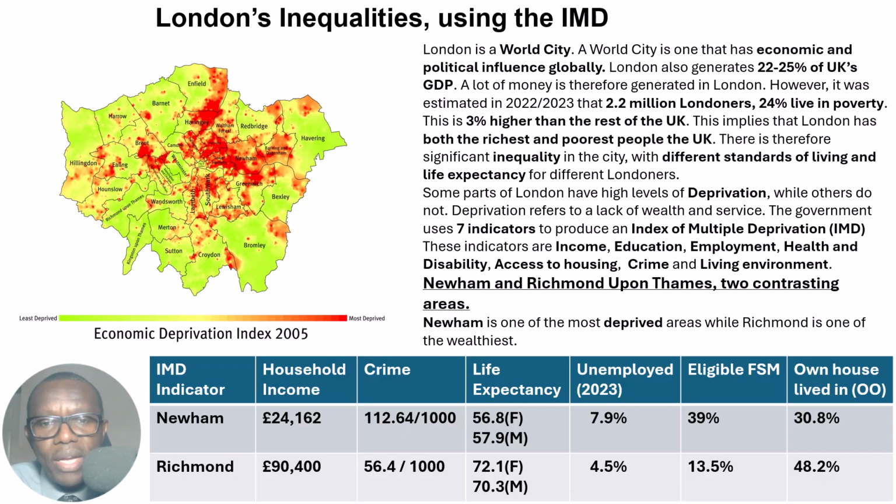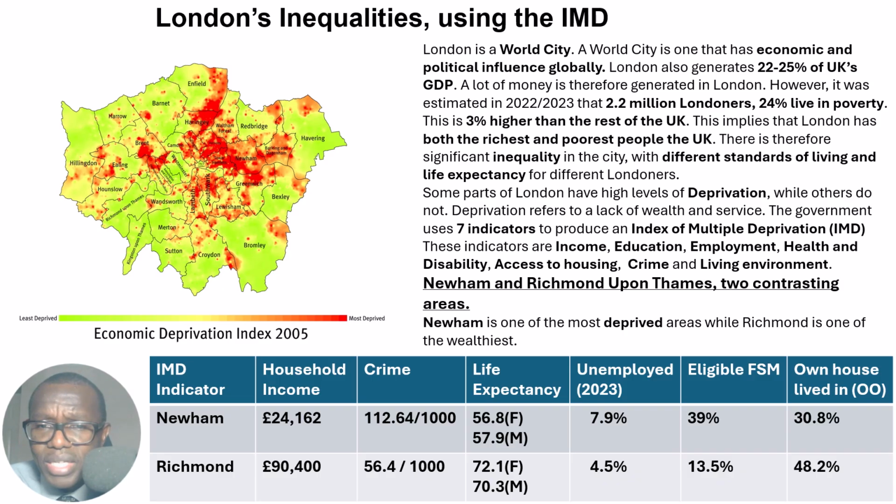So as mentioned earlier, London is a world city. A world city is one that has economic and political influence globally. London generates 22 to 25% of UK's GDP. Now, this is a lot of money that is generated here in London. Almost a quarter of all the money that is generated in the UK is generated in London.